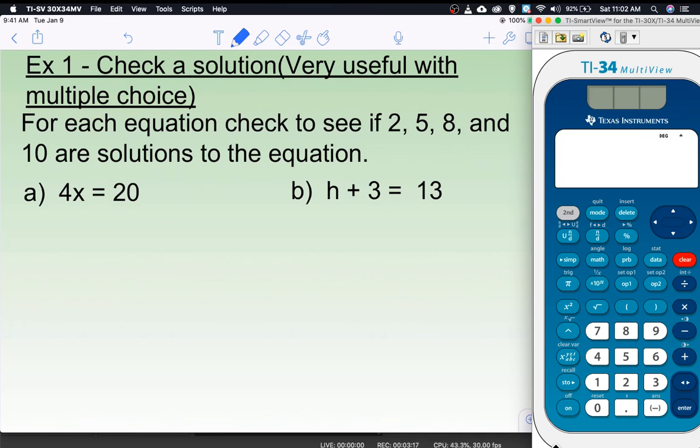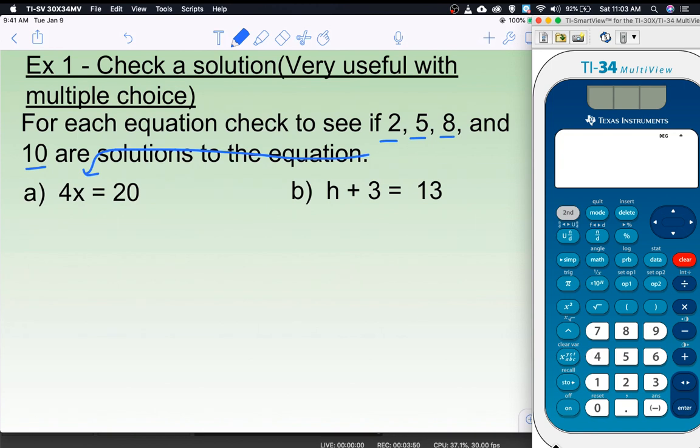So in the first problem, we have 4x equals 20. And we're going to check to see if the numbers 2, 5, 8, and 10 are solutions to the equation. And we're going to check them until we find the right answer. I don't need to check them even after I've found the correct answer. So I'm going to start with the first one. I'm going to plug in 2 for x. And that's how you check the solution. You take the possible value of the solution and you plug it in for the variable.